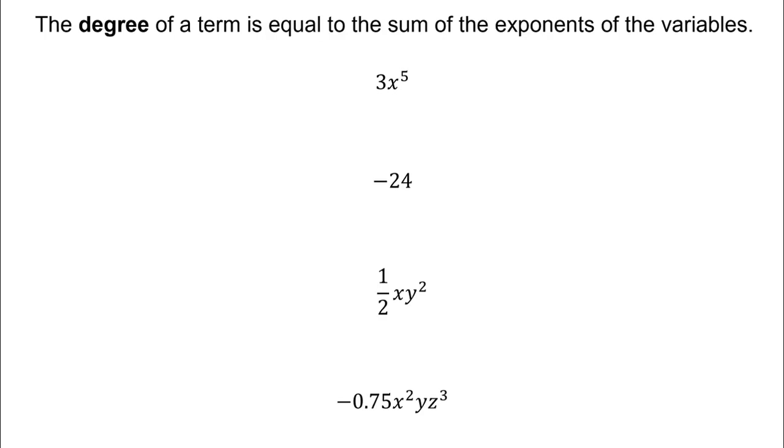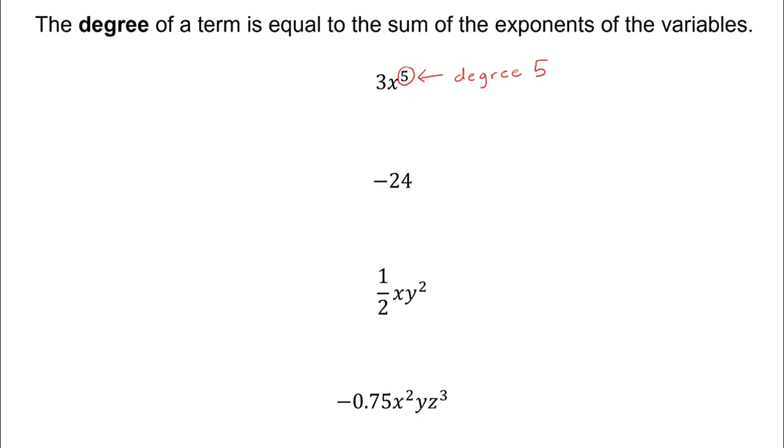So let's look at this first example. 3x raised to the fifth. This is an algebraic term in one variable because the only variable present is the x. We could also call this a monomial because this is a polynomial with just one single term, which is 3x to the fifth. So the degree of this algebraic term is 5 because the only variable present in this expression is an x, and the x is raised to the fifth power.